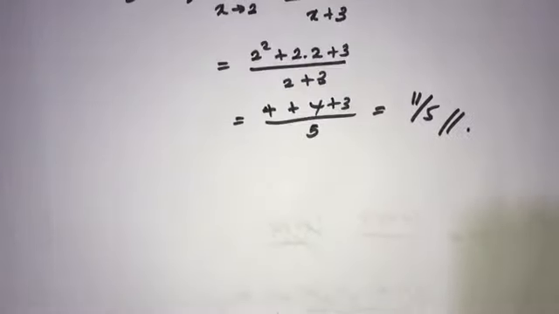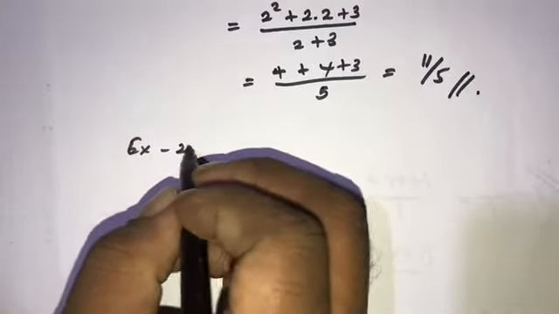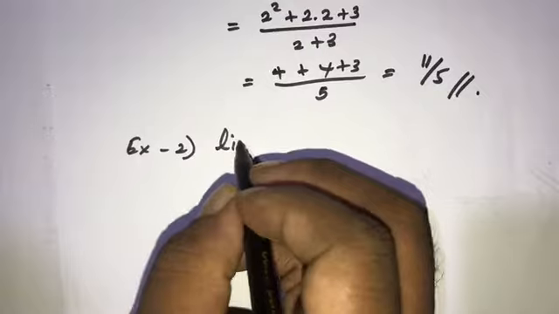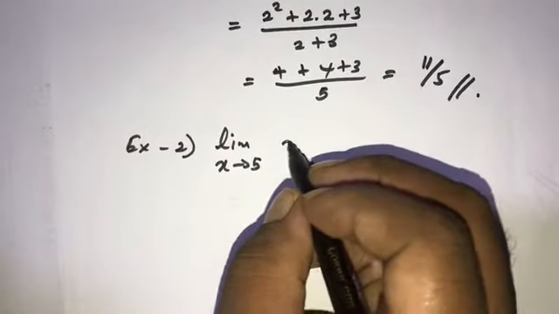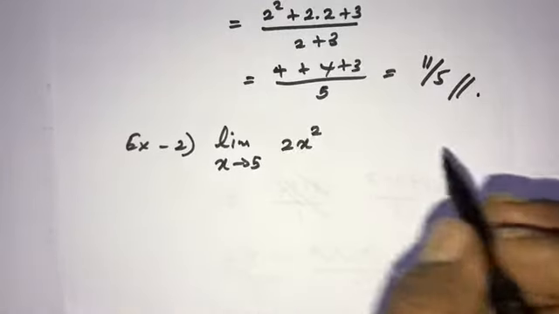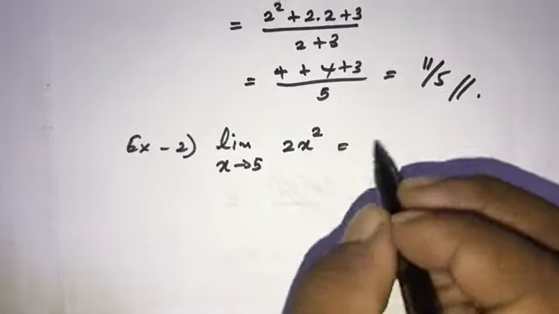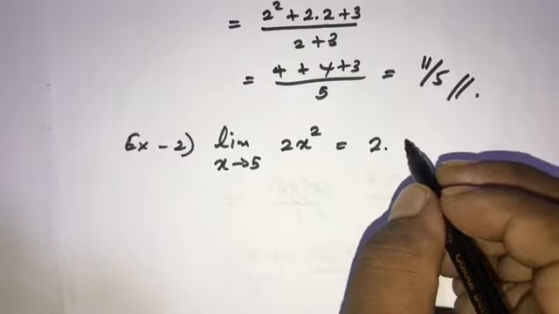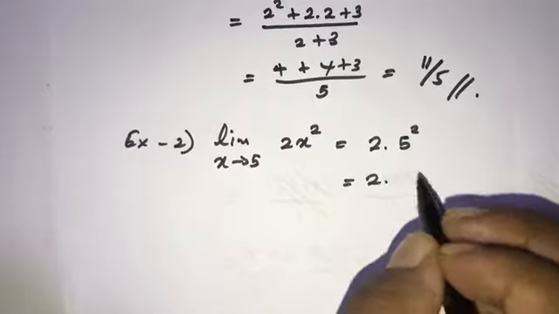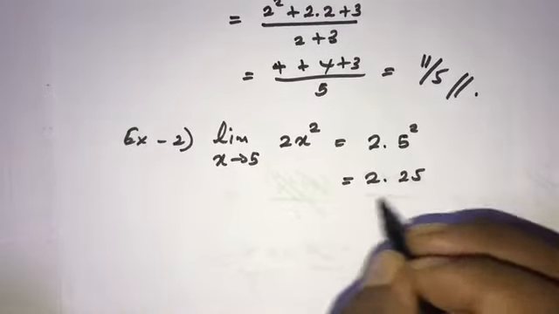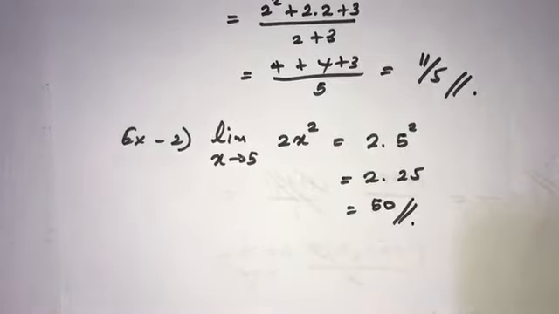So example number 2: limit x goes to 5 of 2x squared. So substitute 5 for x, that is very easy. 2 times 5 squared, so 2 times 25 is equal to 50. This is the answer.